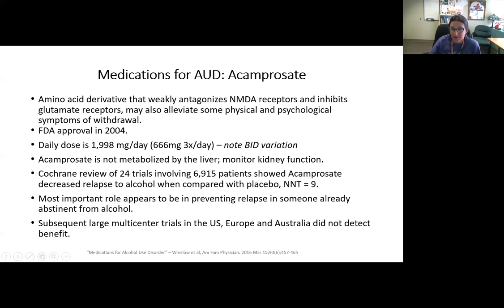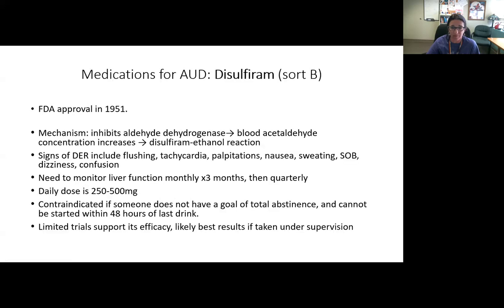Importantly, it's not metabolized by the liver, and so it needs renal monitoring. And again, this might be a good one if someone says it's not an opioid antagonist. If someone is on opioid MOUD, they could take this. But its most important role seems to be in preventing a lapse in someone who's already been off of alcohol, and it doesn't have as good evidence as naltrexone, but certainly may be appropriate for certain people. So good to have in our back pocket.